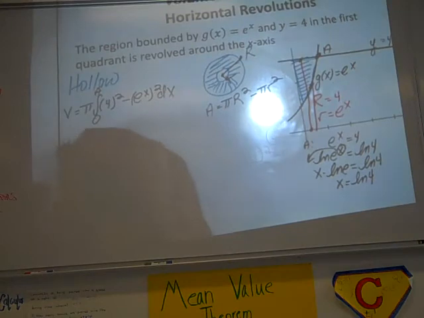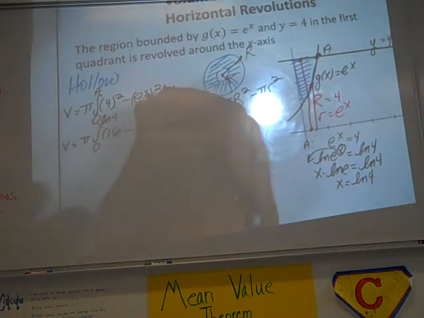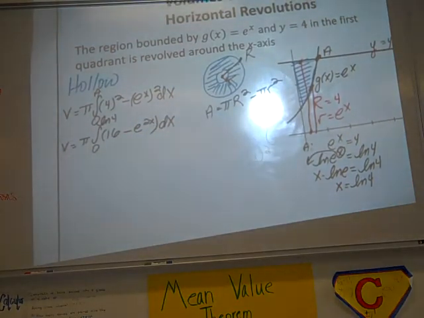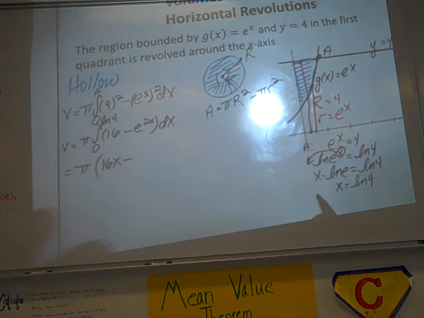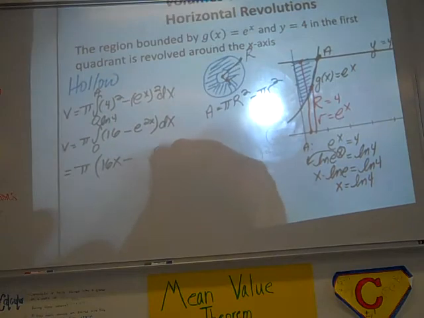So my volume is actually going to be pi times the integral from 0 to natural log of 4. 4 squared is 16. e to the x squared means e to the x times e to the x. That's e to the 2x dx. I want to perform the integration. So here's pi. Integral of 16 is 16x, minus the integral of e to the 2x, which will be e to the 2x times 1/2.